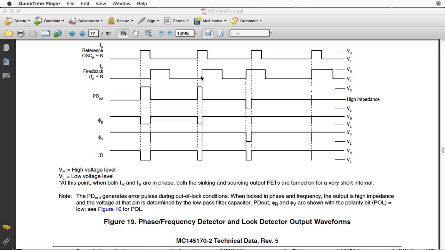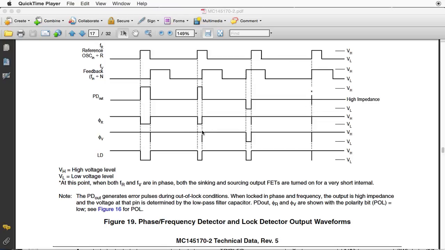So if the VCO frequency is lagging the reference, it will try and increase the frequency of these pulses. If the VCO frequency is leading the reference and the frequency is too high, it will try and retard that frequency. It will put a negative pulse out to try and take voltage out of the filter in order to push it back a bit. And when they're in phase, it doesn't really do anything.